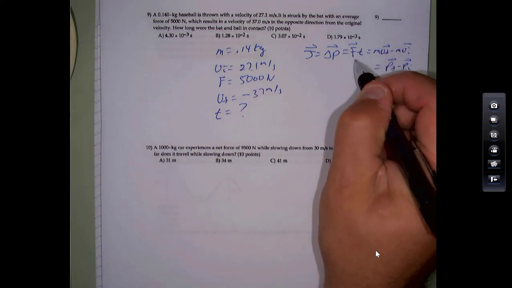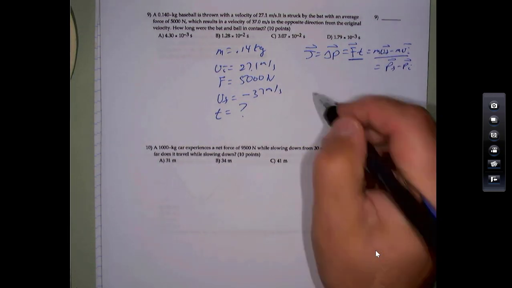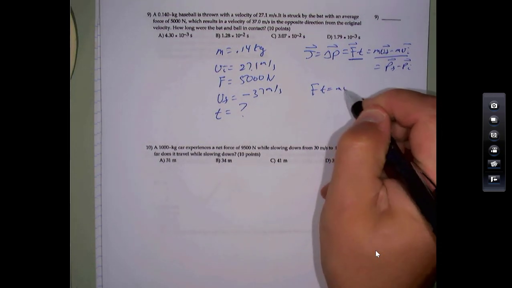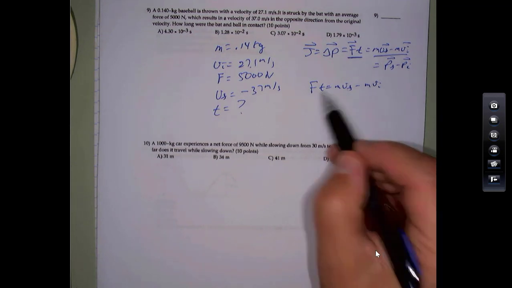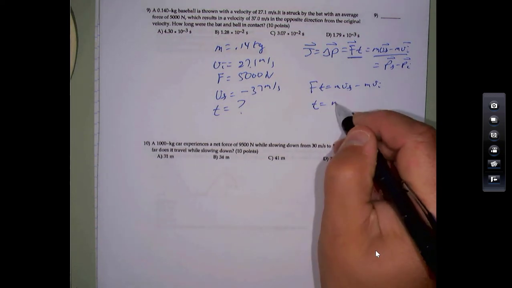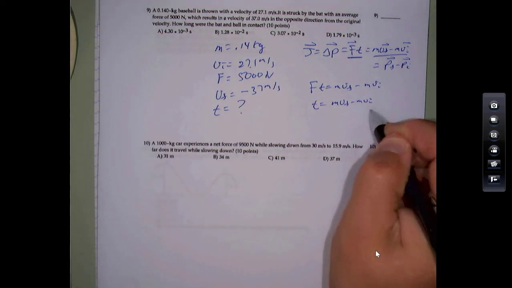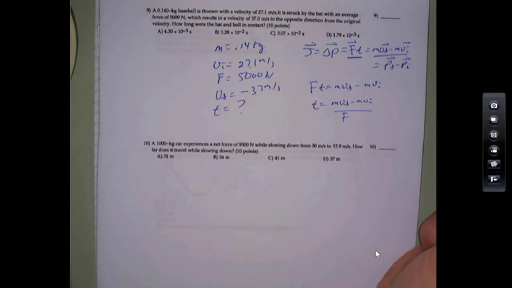Okay, so the part that we could use is this part. Force times time equals mv final minus mv initial. So we are given the mass, the final velocity, the initial velocity, and we just want to figure out the amount of time. So time equals mv final minus mv initial over the force. When you put the numbers in, we have everything for this actually.